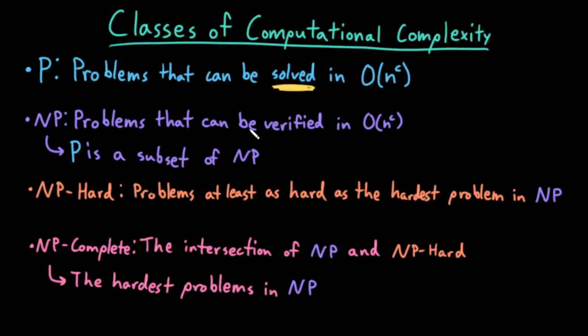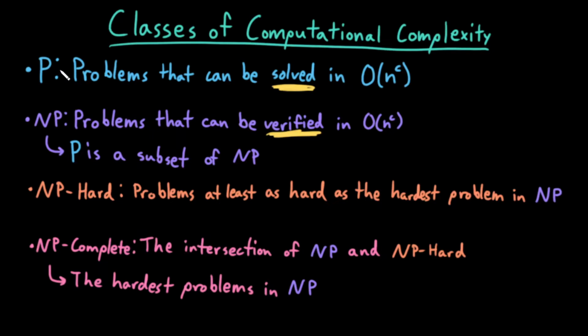NP is the set of problems that can be verified in polynomial time, but not necessarily solved in polynomial time. For example, there exist some problems where I can't necessarily come up with the solution in big O of n to the c, or at least there does not currently exist an algorithm that can find the solution in polynomial time. But if you gave me a potential answer, I could verify if yes, this answer is valid, or no, this answer is invalid in polynomial time.